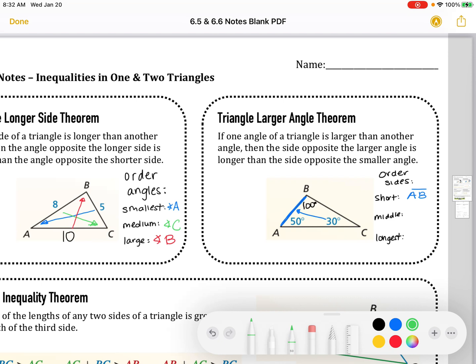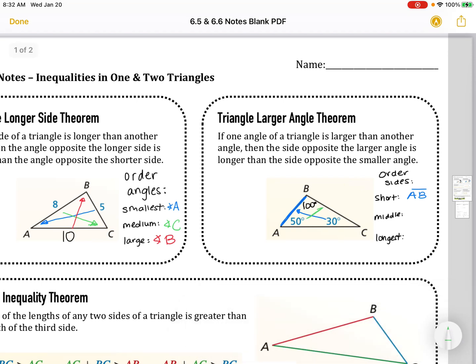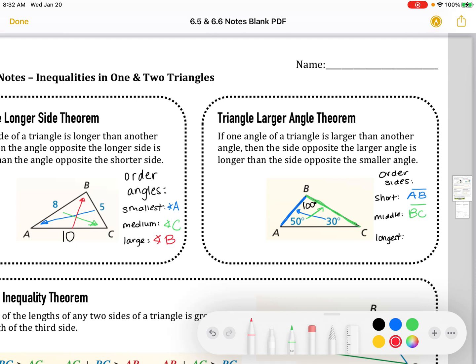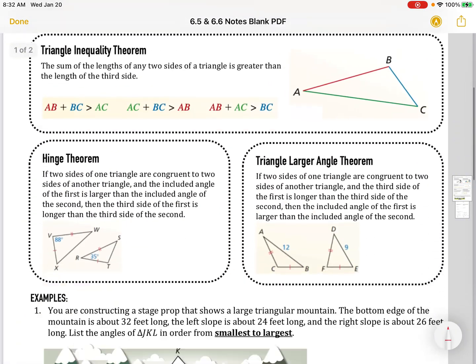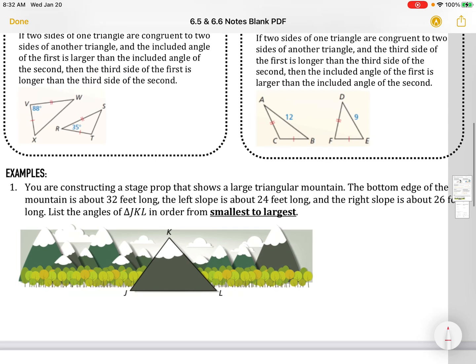Find our medium-sized angle. That's 50 degrees. Go across from it. I don't know how many inches or centimeters BC is going to be, but I know it'll be the middle. And lastly, the largest angle is across from the longest side. So 100 degrees is the largest angle. That makes AC the longest side. So even if I'm not given any angle or side information, I can find out about the other. And so let's go apply that to example number 1.